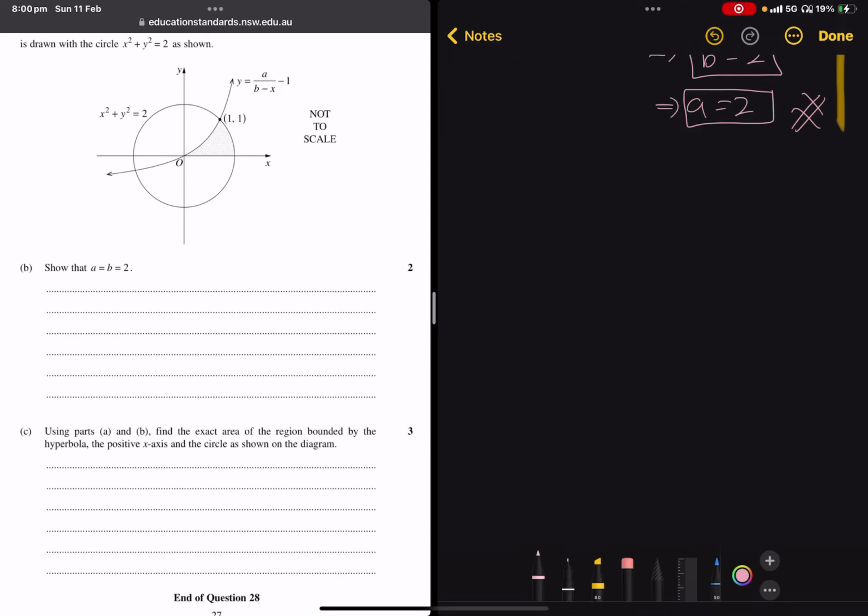Okay, so now we're going to continue question 28. We're going to have a look at question C, and we're doing this separately because it's a little complicated in its own right. So we're told to use parts A and parts B to find the exact area of the region bounded by the hyperbola.